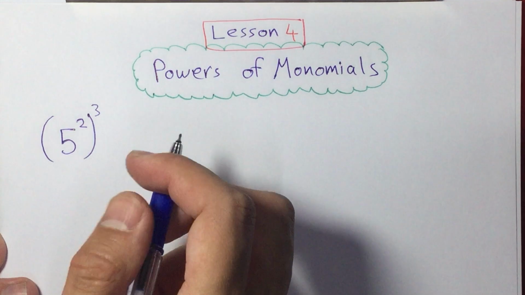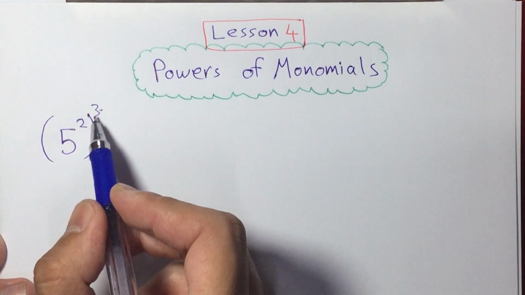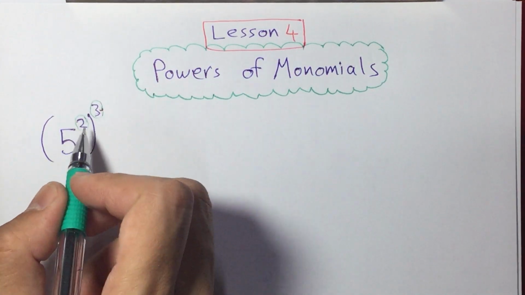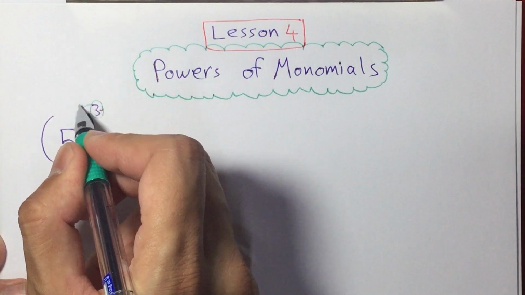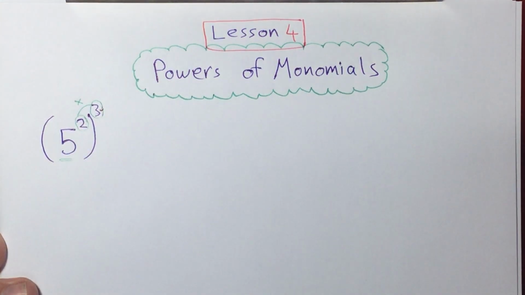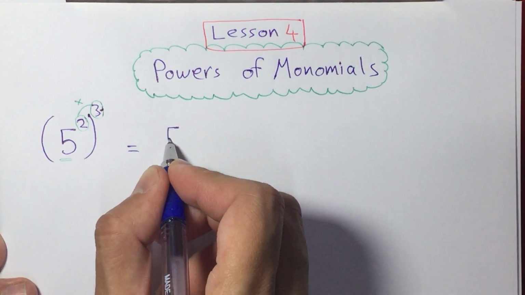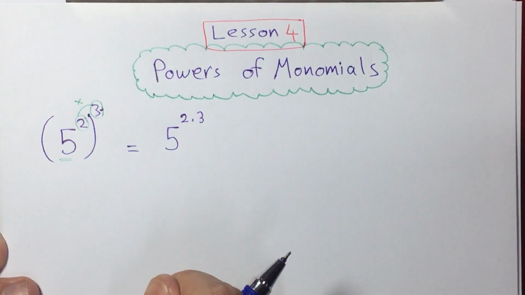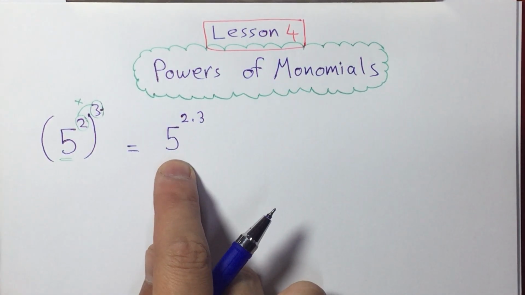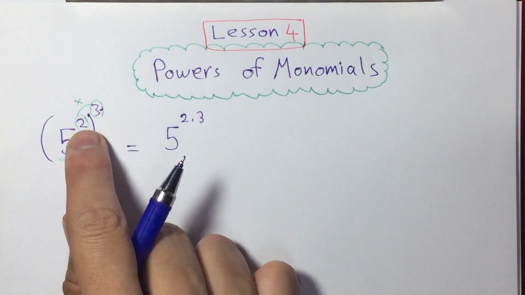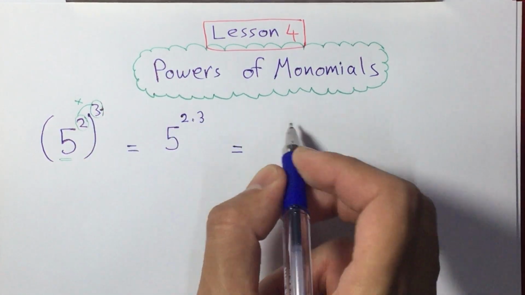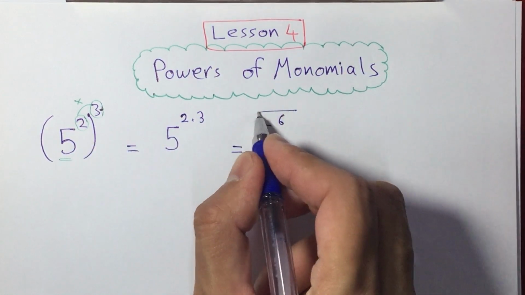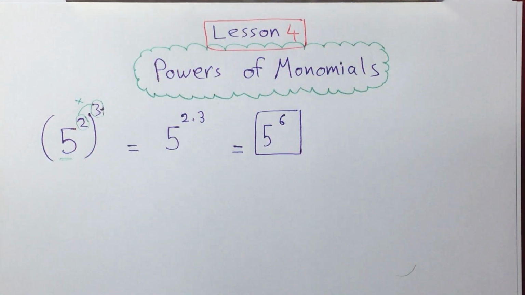The rule says that if we have a power of a power like this, we just multiply the exponents. So the base here, which is 5, is going to be to the power of 2 times 3. So we will have 5 to the power of 2 times 3, as simple as it is. Then we will have 5 to the power of how much? To the 6th power. Okay?